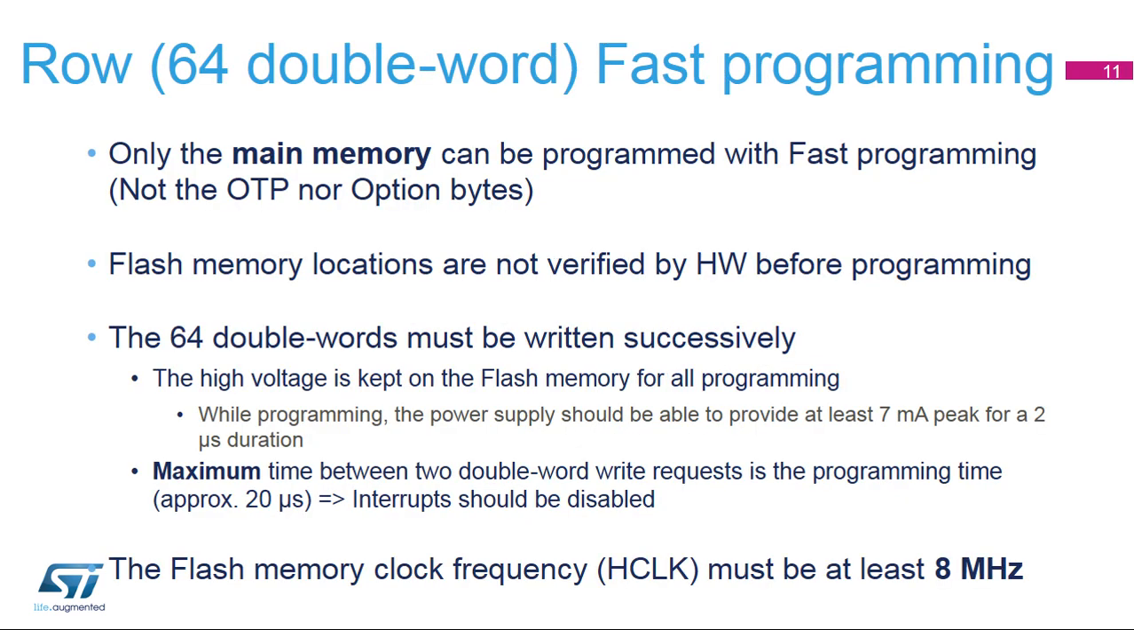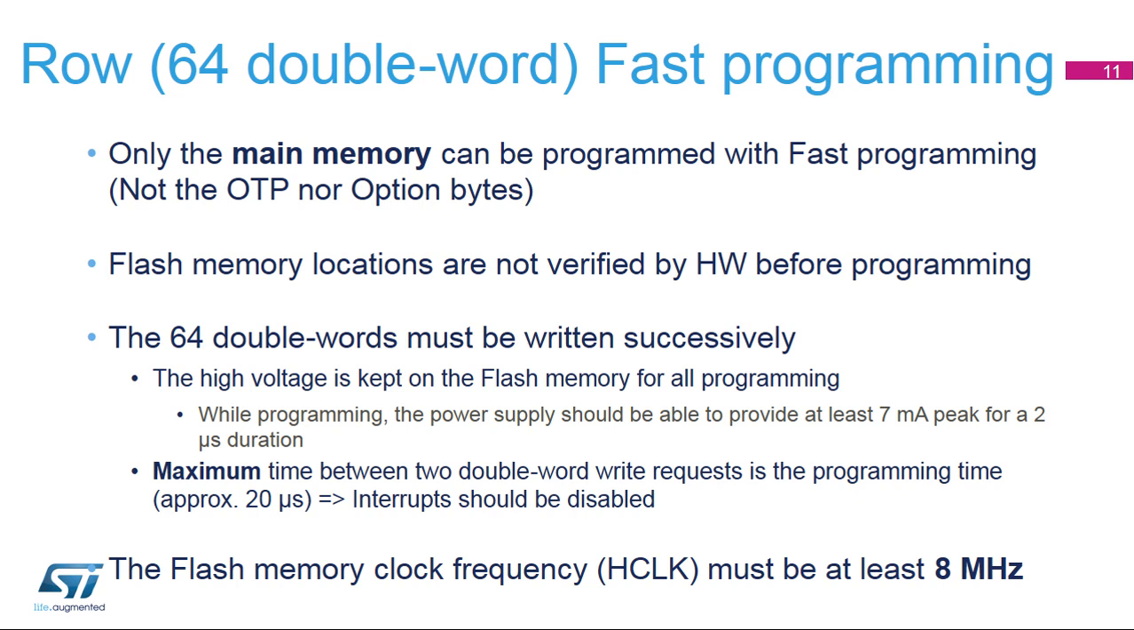Fast programming versus standard programming. 256 consecutive bytes are programmed instead of 8-byte double words located anywhere in the main flash memory. 8-byte programming is more reliable due to the verification step.